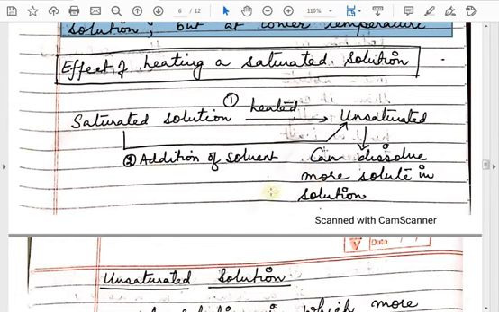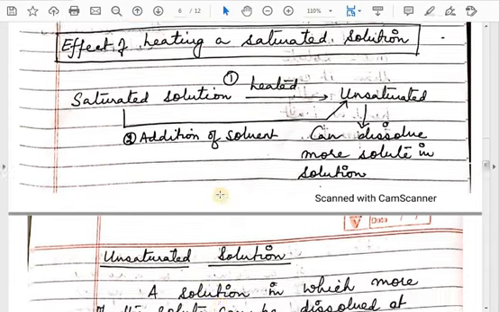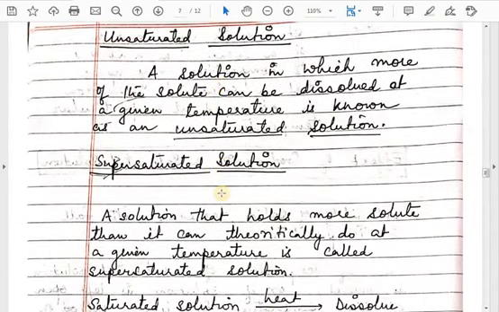A similar thing can happen if you add more solvent. Now, what is an unsaturated solution? A solution in which more of the solute can be dissolved at a given temperature is known as an unsaturated solution.